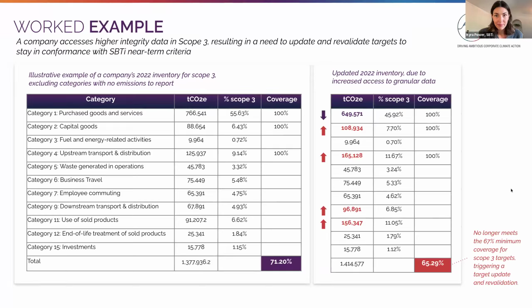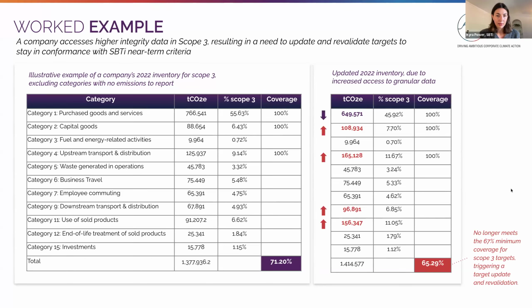more granular data. So the result of the cumulative changes on the left side in that updated base year inventory is that the emissions coverage no longer meets the 67% threshold required by SBTi's criteria. So in this example, a target revalidation would be required because the target no longer meets our criteria. In the case that a company updates base year figures and the result is that the total target coverage still meets or exceeds that 67% threshold, then no target update would be required.